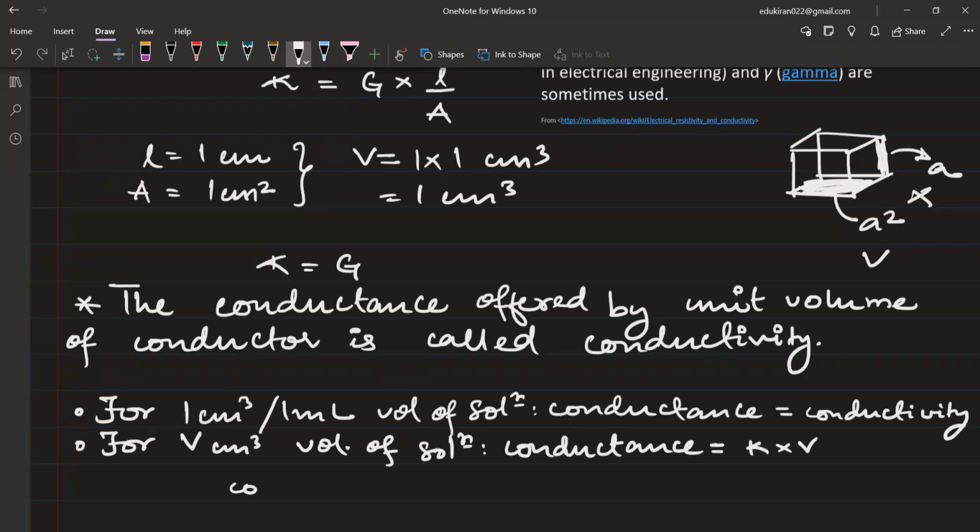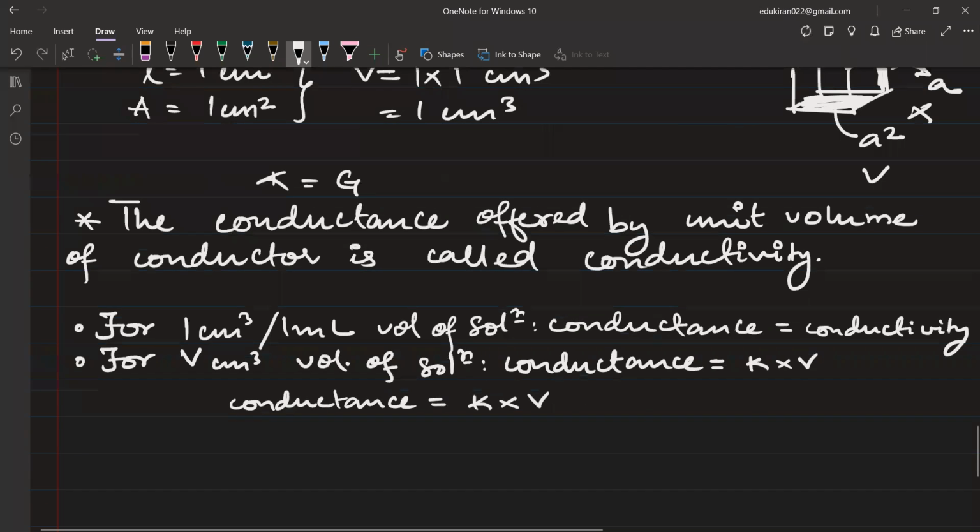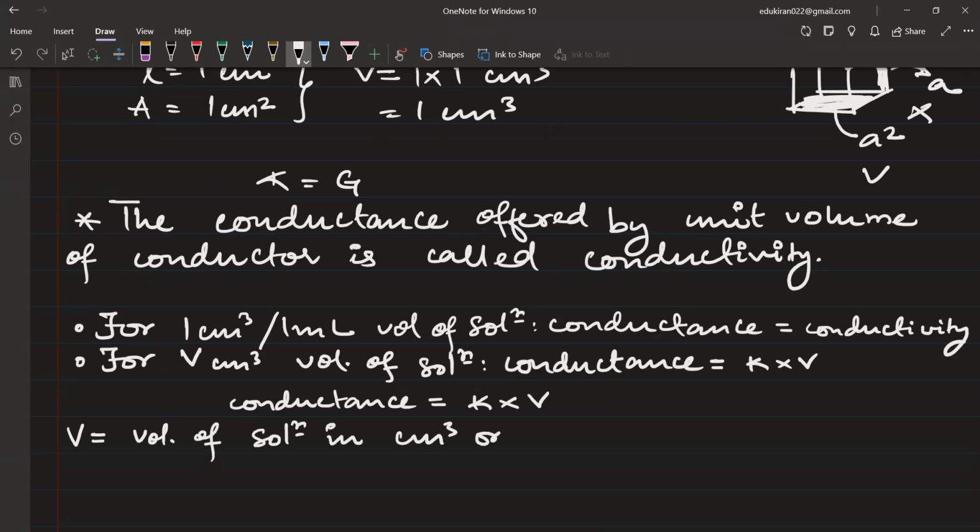Okay, so we can write a formula. Conductance is equal to kappa into the volume. Please remember, the volume of solution here is in centimeter cube or ml. V is equal to volume of solution in centimeter cube or ml. 1 centimeter cube is equal to 1 ml.